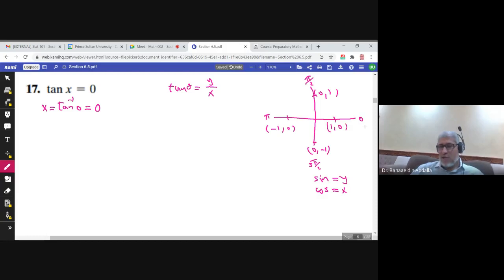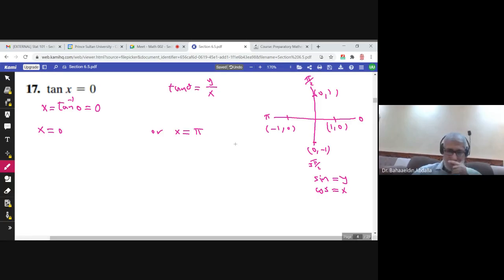So 0 is a solution. Tan 0 is 0, and that's the solution given by the calculator. But this solution, the calculator did not give it to me. Tan pi is also 0 because 0 over negative 1 is 0. So I have two solutions: either x is 0 or x is pi. So there are two solutions in the first revolution from 0 to 2 pi.